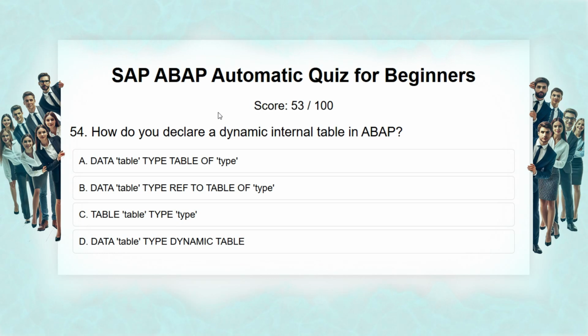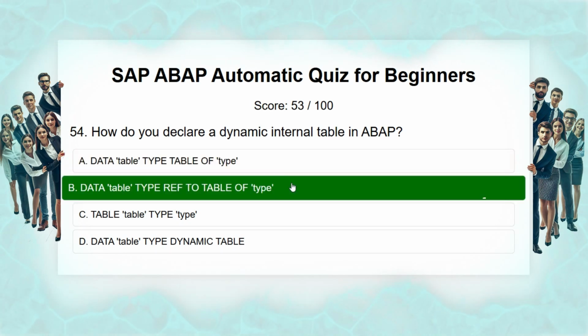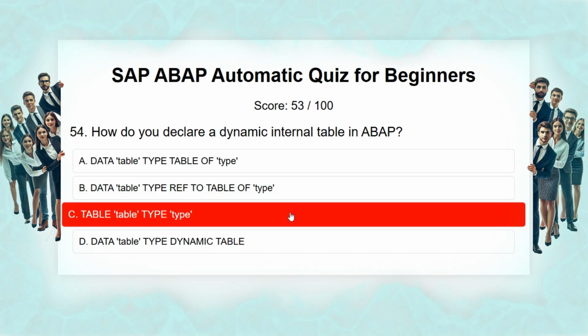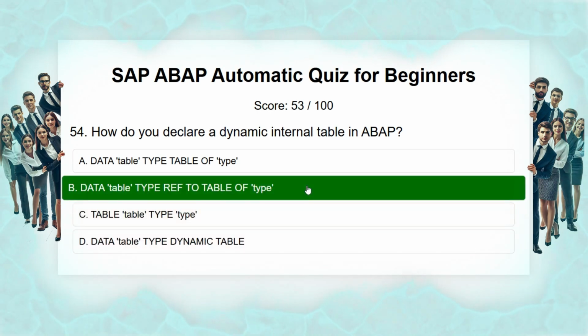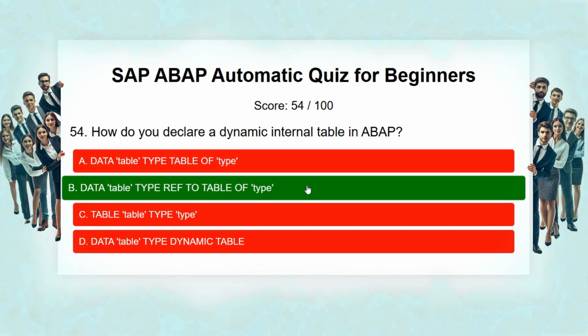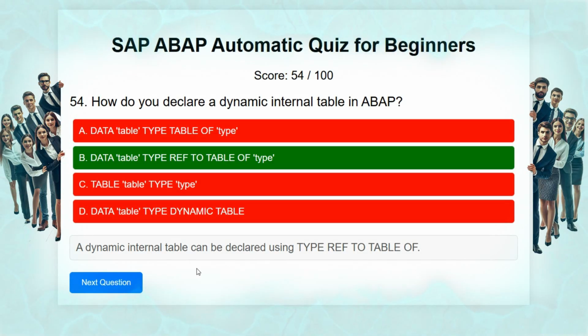54. How do you declare a dynamic internal table in ABAP? A. Data table type table of type. B. Data table type ref to table of type. C. Table table type type. D. Data table type dynamic table. Correct answer. A dynamic internal table can be declared using type ref to table of.